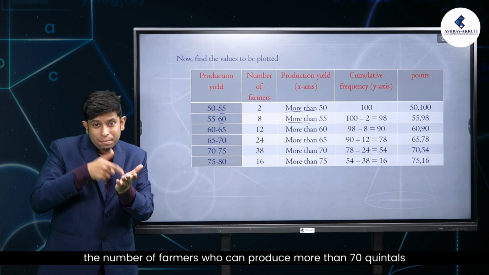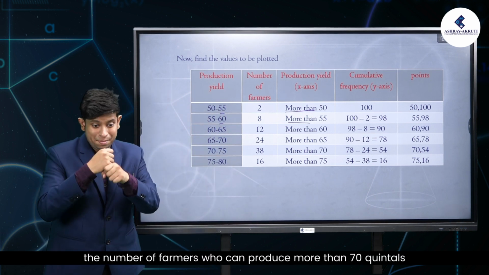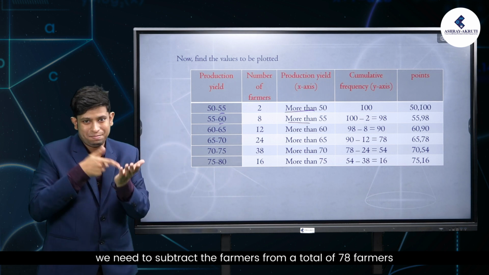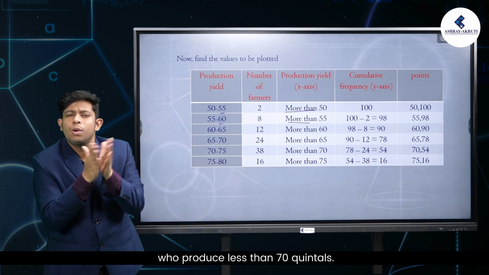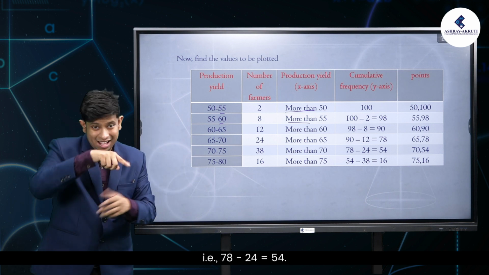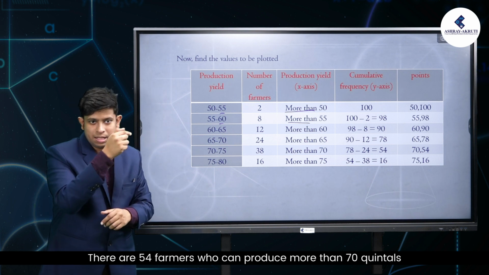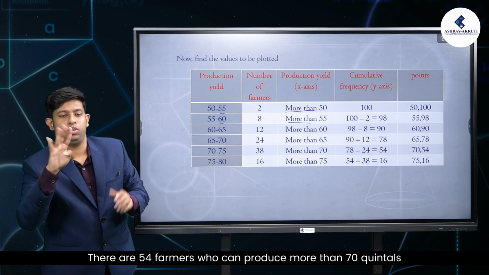To get the number of farmers who can produce more than 70 quintals, we need to subtract the farmers from a total of 78 farmers who produce less than 70 quintals. That is 78 minus 24 is equal to 54. There are 54 farmers who can produce more than 70 quintals.